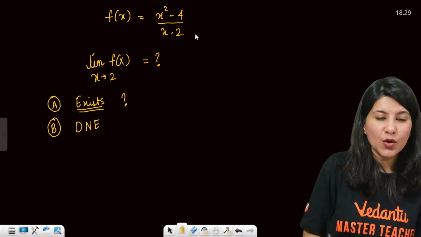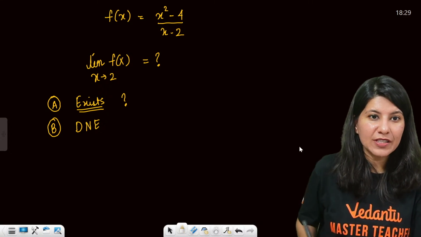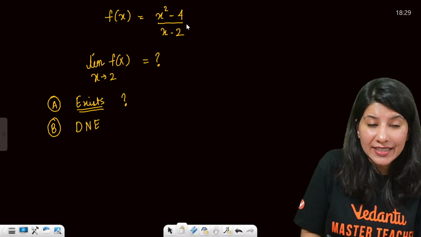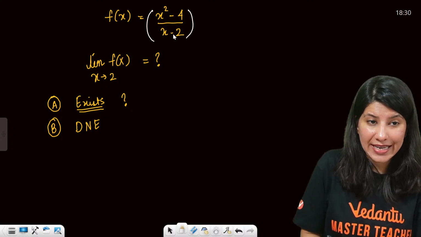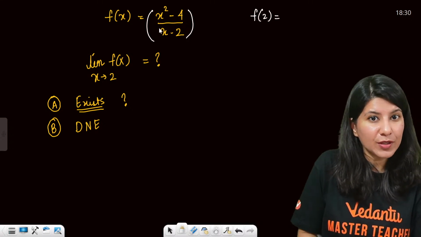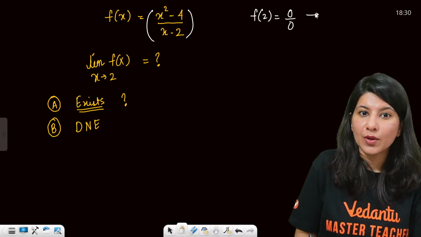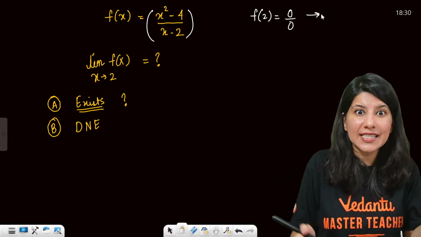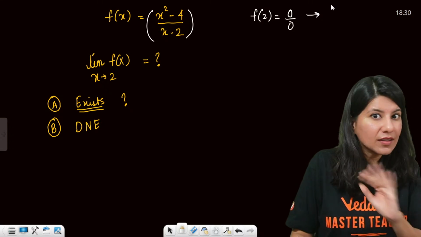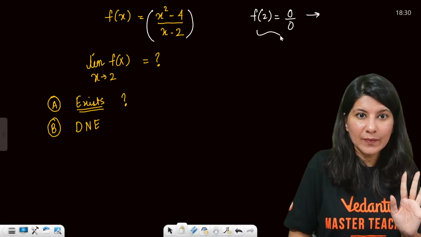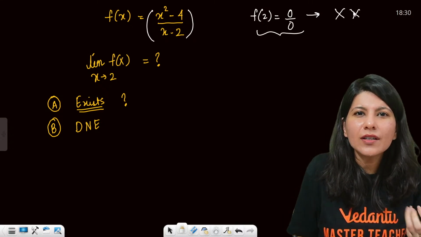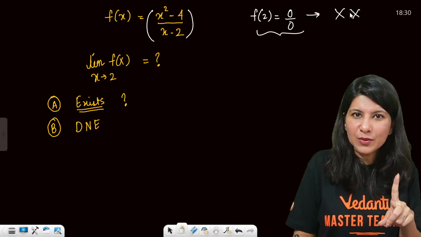Okay, so now we will solve it. Clearly, the moment I put x equals 2 right here, f of 2 is 0 by 0. So f of 2 is not existing. It is indeterminate, not defined, we can say. f of 2 is absurd. But we are not here to look for f of 2. Did I ask you f of 2?